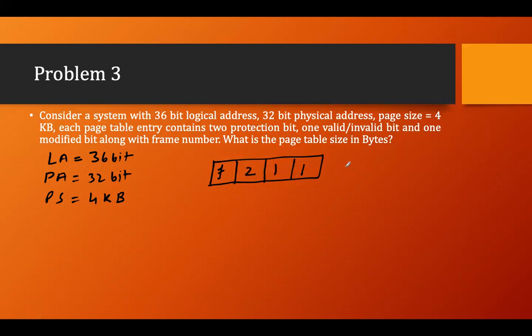So this is one entry, equal to E. That is the size we require, along with the frame number. What is the page table size? I want the page table size. We know that the formula for page table size is number of pages into one entry size. For that we require E and we require N.